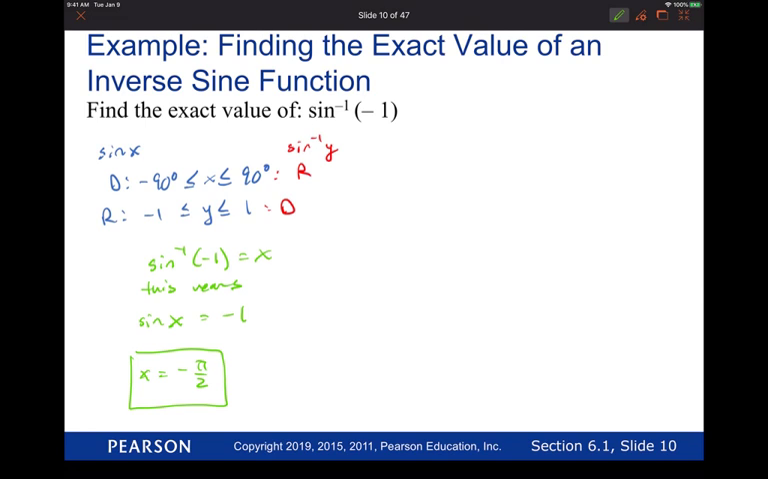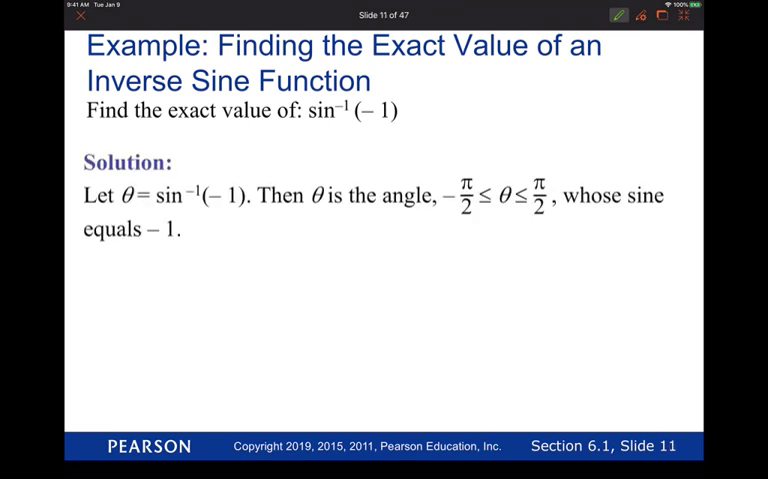When you're trying to solve for radians in the calculator, we just did inverse. I just typed it in just like that, and I left it in radians. We could have done it in degrees as well, right? So let's see how this evolves. Let theta equal inverse sine of -1. Then theta is the angle, some angle between -90 and 90, whose sine equals -1, and we found that it was -90.